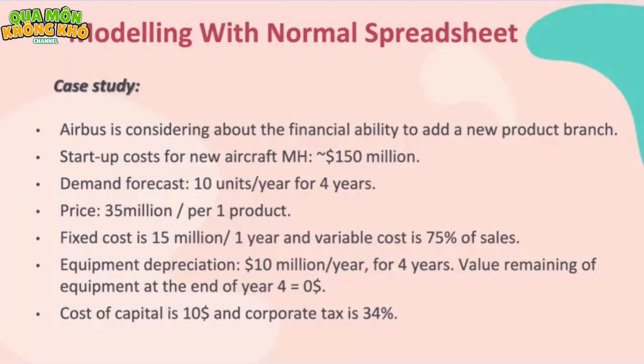Fixed cost is about 15 million a year, and variable cost is 75% of total sales. Equipment depreciation is about 10 million a year, and this will run for four years, with the remaining value of the equipment at the end being 0. Cost of capital is 10%, and the corporate tax rate is 34%. And I will show this in Excel.